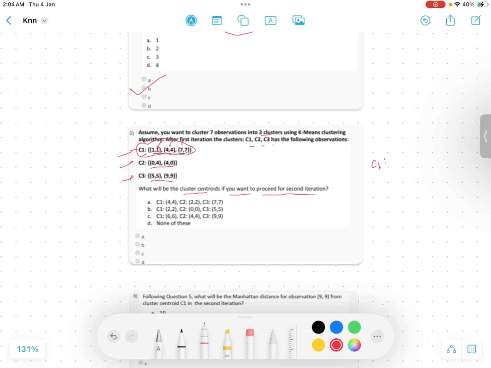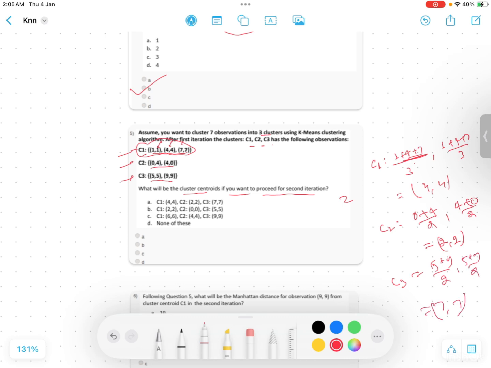So the centroid of C1 will get updated to 1 plus 4 plus 7 divided by 3, comma, again 1 plus 4 plus 7 divided by 3. So it will get updated to 4 comma 4. And for the C2 cluster, the centroid will get updated to 0 plus 4 divided by 2 comma 4 plus 0 divided by 2. So that is 2 comma 2. And for C3, it will get updated to 5 plus 9 divided by 2 comma 5 plus 9 divided by 2, that is 7 comma 7. So the correct answer for this is A.